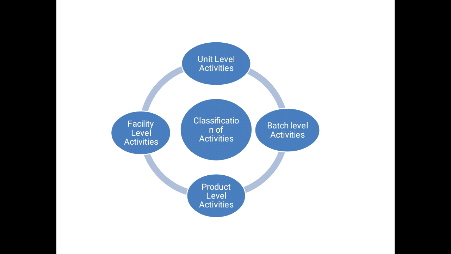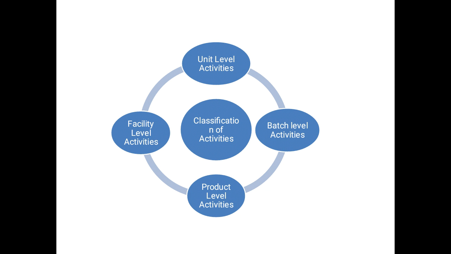Third point is product level activities. Product level activities are those activities which are performed to support the production of each different type of product. Maintenance of equipment, engineering charges, testing routines, maintaining bills of materials, and handling materials are some examples of product level activities. So product level activities are the activities which are performed to support the production of each different type of product.